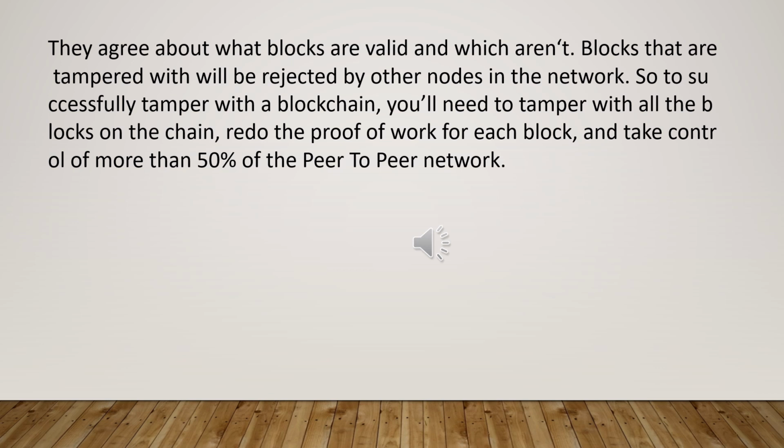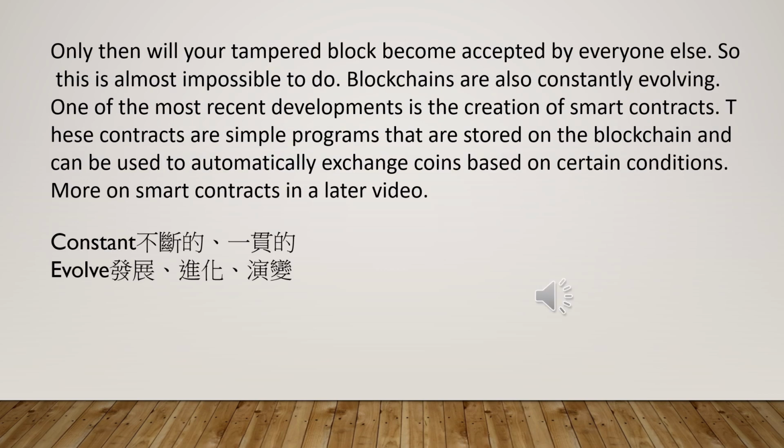So to successfully tamper with a blockchain, you'll need to tamper with all the blocks on the chain, redo the proof of work for each block, and take control of more than 50% of the peer-to-peer network. Only then will your tampered block become accepted by everyone else. So this is almost impossible to do.